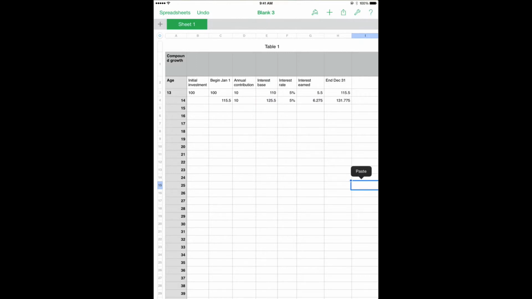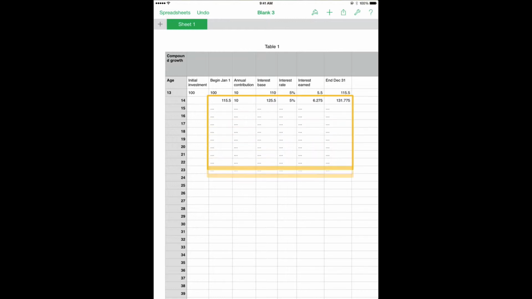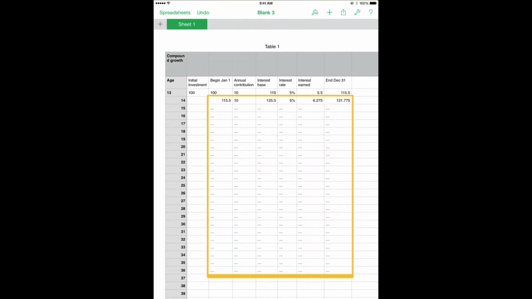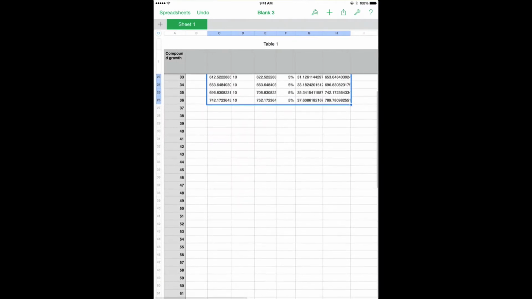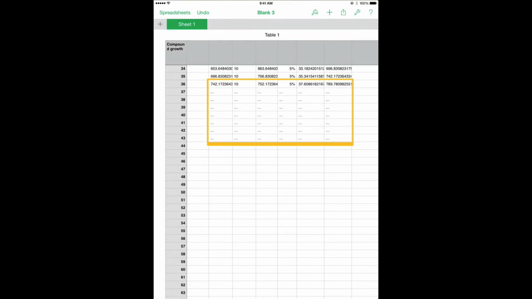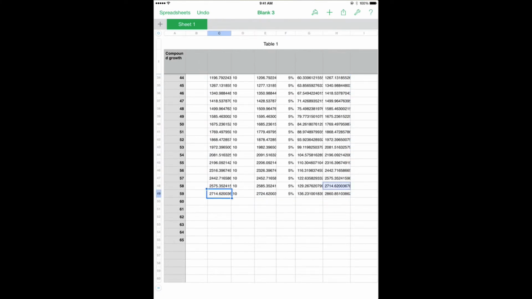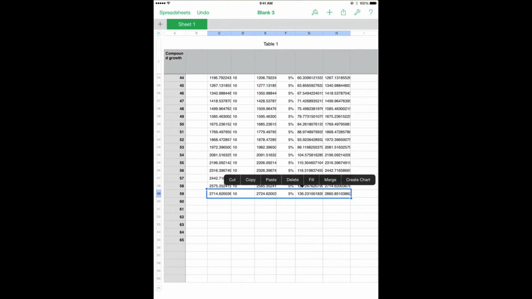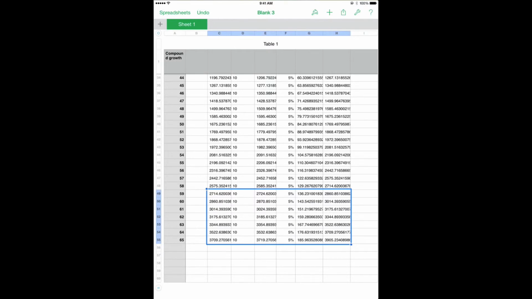Okay, so now here's the really cool thing. Look at this. Pull over here, and now we start filling down. And because everything's a formula, all the numbers are going to fit in here. Easy, breezy, lemon squeezy. Just keep filling down, and those numbers are growing. Look at that. Whoa, we get over $2,000. By the time you're 65, you'll have $3,900.